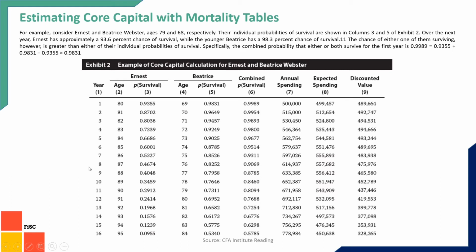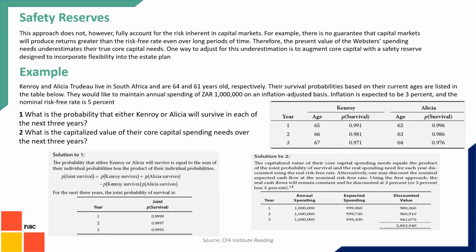Now it's up to you till what age you want to calculate core capital. If you want it for the next 10 years, then you have to add all the discounted values till 10 years, and that will be the amount of core capital. If you want to calculate it for 15 years or 20 years, then you have to add all the discounted values till those years. So now, as we have seen, it's a probabilistic number, and the discount rate is a very important factor here.